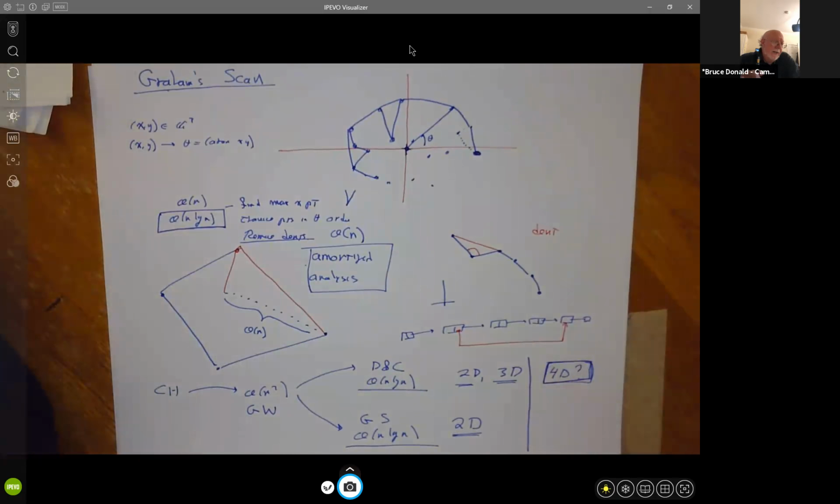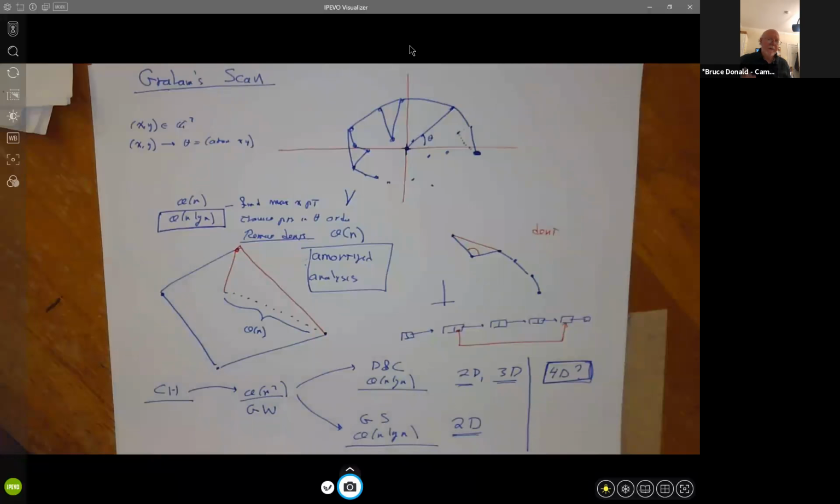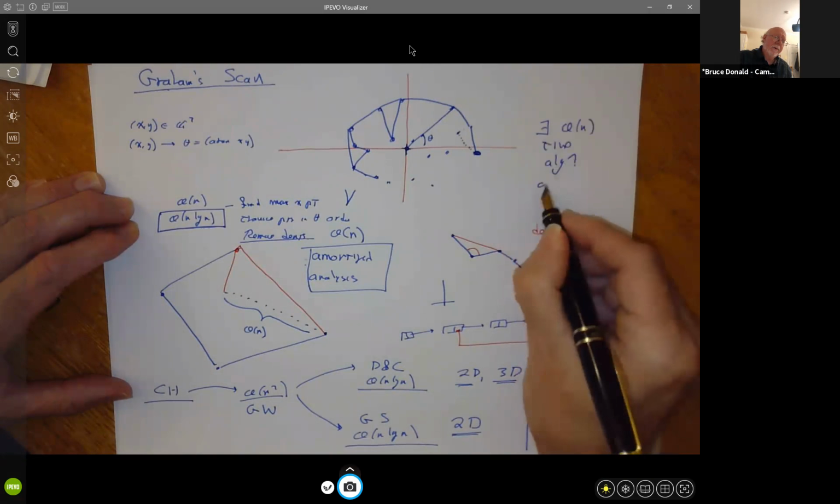The second question I'd like to ask you is the following. So we started out with a mathematical definition of convex hull, n squared to n log n. Are we done? Is it possible to do something even faster, namely linear? So the question is, does there exist an order n time algorithm or not?